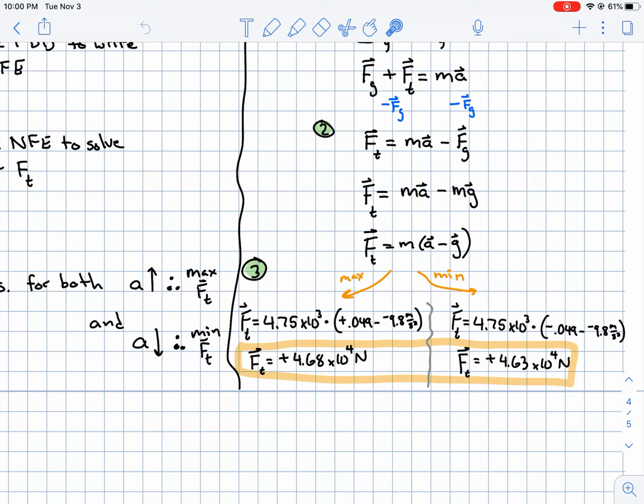After we've done all the math, we'll end up with the two values here of 4.68 times 10 to the fourth newtons for the maximum tension, and a positive 4.63 times 10 to the fourth newtons for its minimum tension.